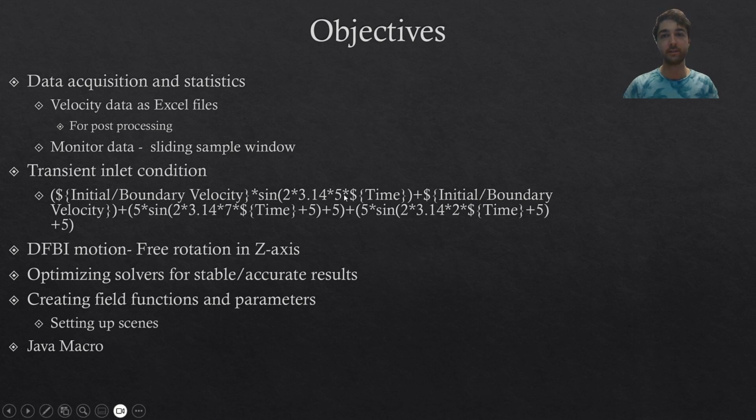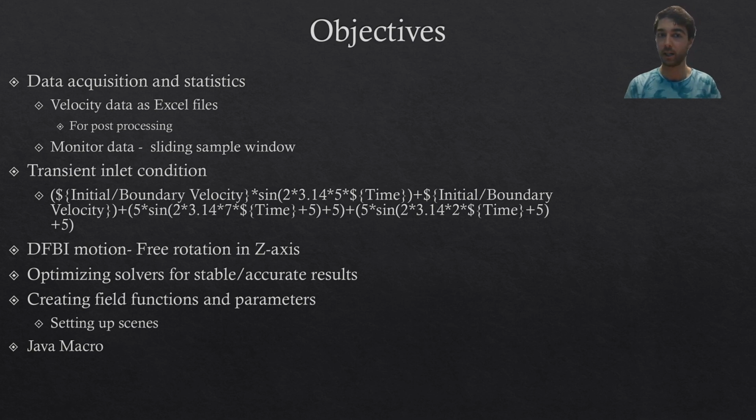So the objective of this tutorial will be teaching you how to acquire data and statistics properly. For example, velocity data as Excel files. You can export these automatically from STAR-CCM+.